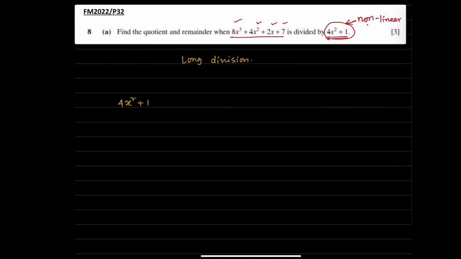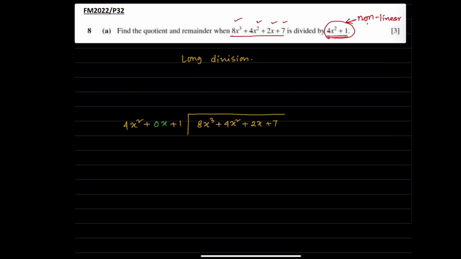So we have to write the divisor in correct order. In this case, we write the divisor as 4x square plus, we need to put 0x, then plus 1 again. So the order is maintained. Then inside our dividend, that means the polynomial, we can write 8x cube plus 4x squared plus 2x plus 7. So I can remove this one, we do not need it. Our divisor and dividend are now in correct form.